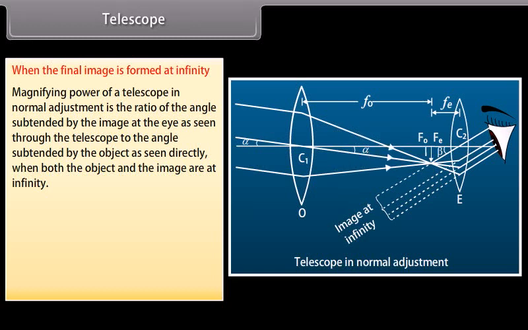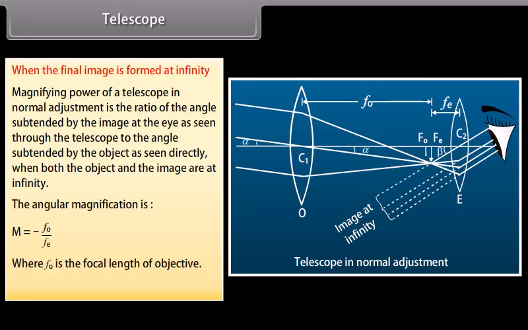Magnifying power of a telescope in normal adjustment is the ratio of the angle subtended by the image at the eye as seen through the telescope to the angle subtended by the object as seen directly when both the object and the image are at infinity. The angular magnification is M = -FO/FE, where FO is the focal length of objective, FE is the focal length of the eyepiece.